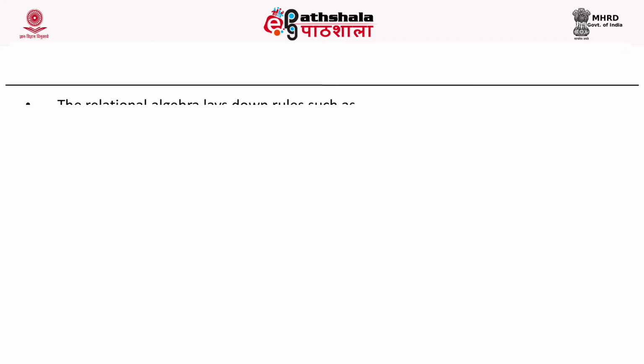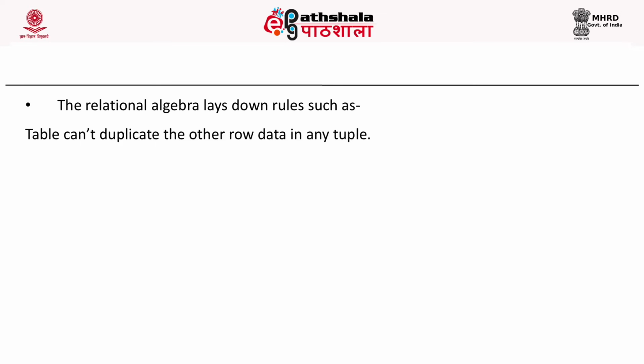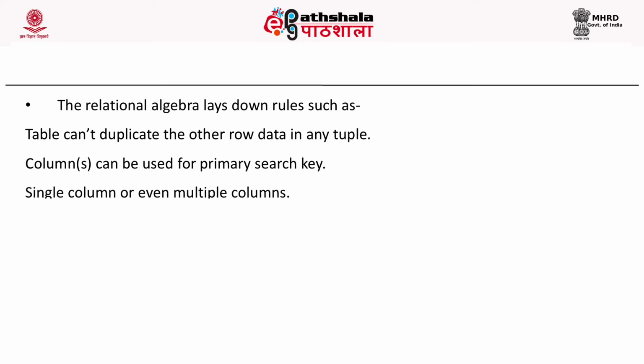So, this relational algebra that we are talking about, it lays down certain rules such as the table cannot duplicate the other row data in any tuple. The second is the columns can be used for primary search key. The third is single column or even multiple columns. The last is that the primary key cannot be left blank to avoid any duplication.